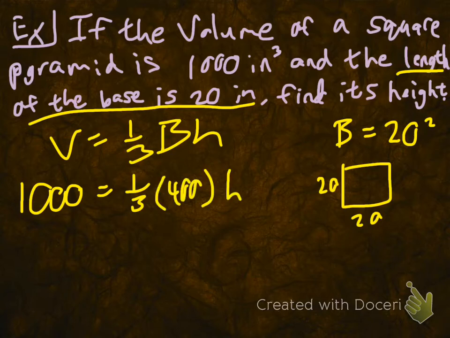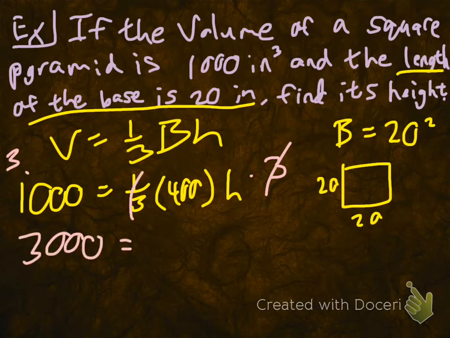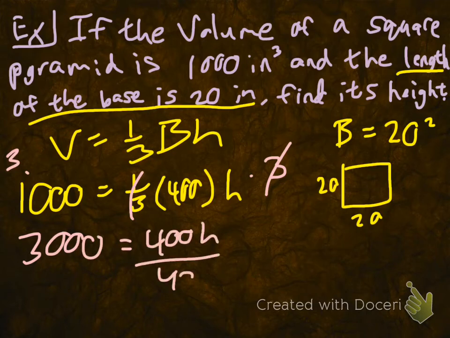And then height. Now again, a lot of students are going to multiply these, get a fraction, and start to panic a little bit. I think the easiest thing to do here, if you don't like fractions, would be just to multiply both sides by 3 right away, because you can cancel the 1/3 and 3. Then you get 3,000 equals 400h. Divide both sides by 400.